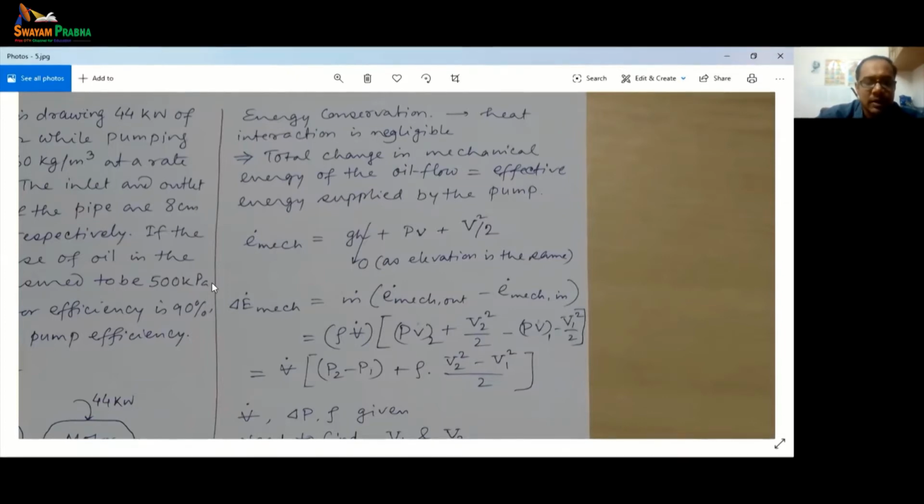All the interactions we are having are electrical power coming in, and you have mechanical energy change. So the total change in mechanical energy of the oil flow, that is the effective energy supplied by the pump, right? That's the energy conservation we are talking about. And from this effective energy supplied by the pump we need to find out the efficiency of the pump, right? So what is the mechanical energy of the oil stream?